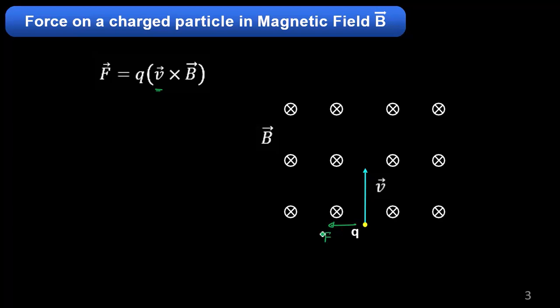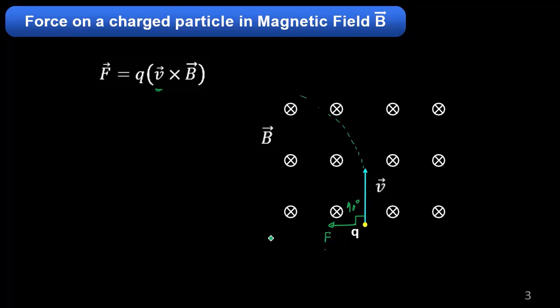Now, since the force is perpendicular to the velocity, the angle is 90 degrees. That means this force is not responsible for producing any kind of acceleration. The only thing it can produce is the deviation. Because of the presence of this force, the particle will deviate like this, in this direction.